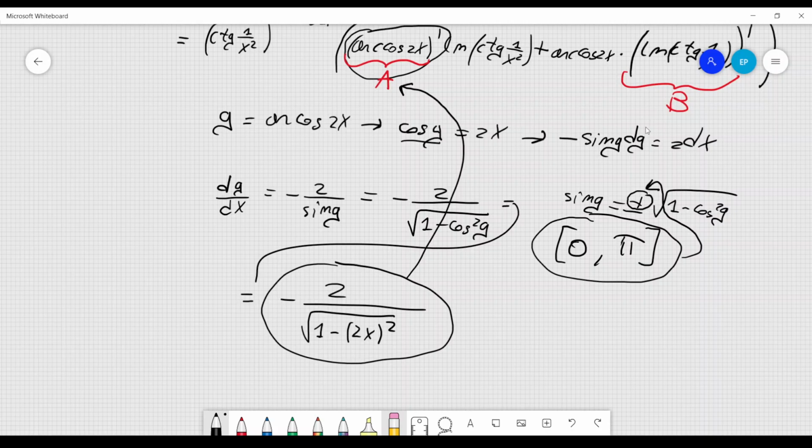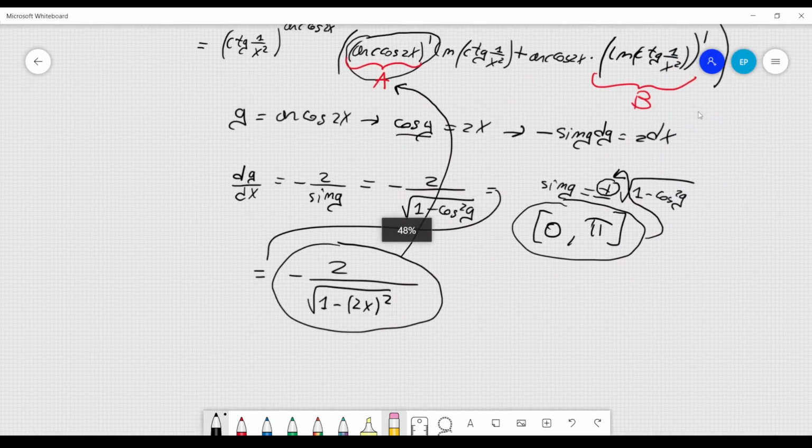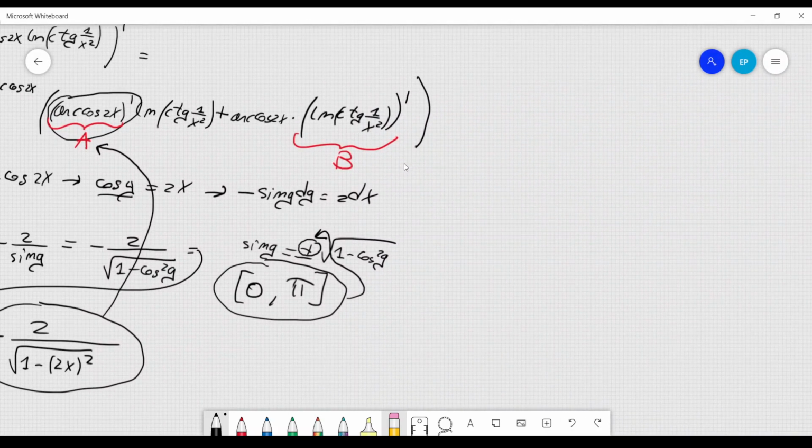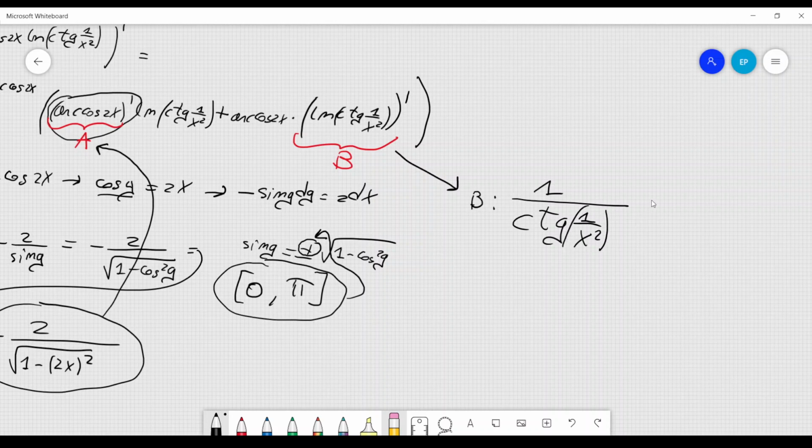And finally, we have to calculate B here. How do we calculate B? That's quite easy. We have to calculate the derivative of a logarithm. The derivative gives me 1 over the argument of the logarithm, which is cotangent of 1 over x squared, but we also have to remember to calculate also the derivative of the argument. So we have the derivative of the cotangent of 1 over x squared, right?